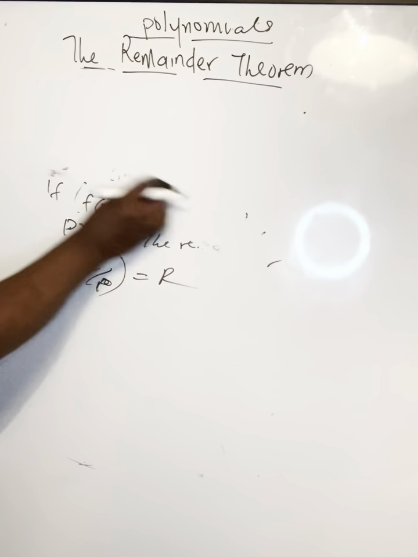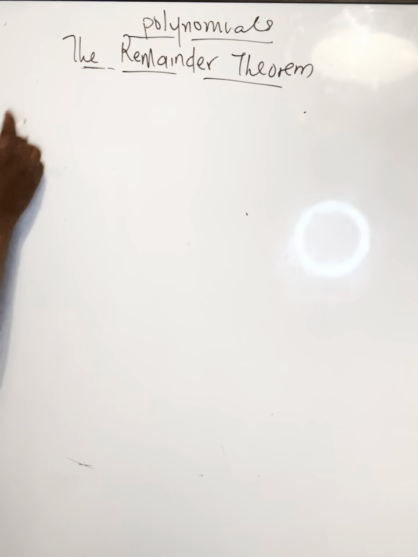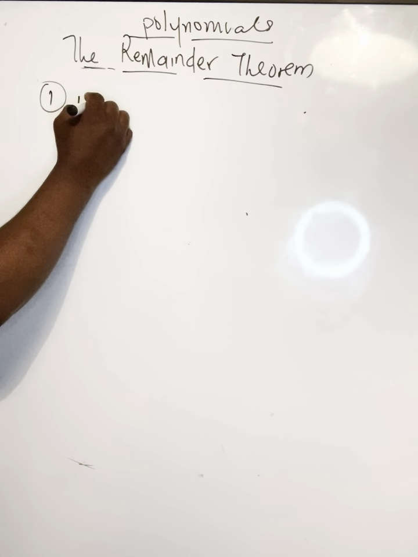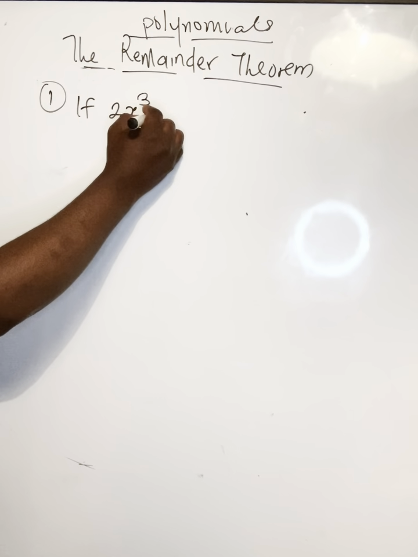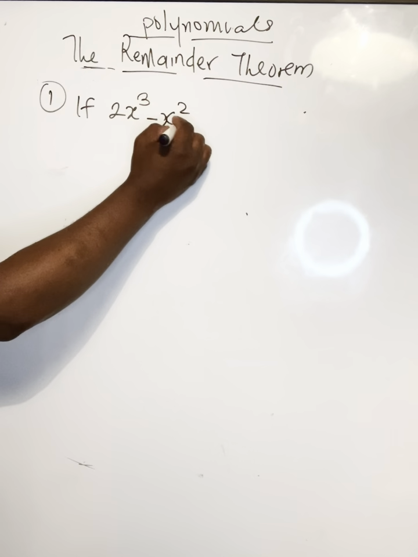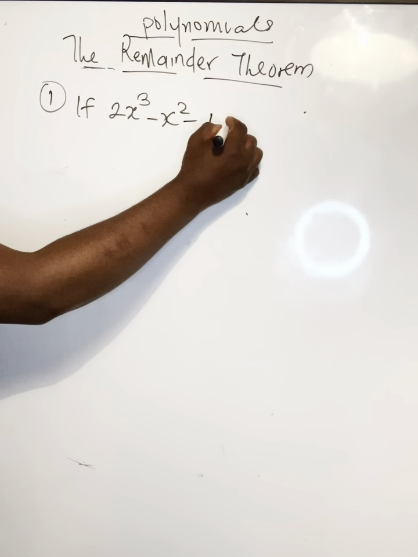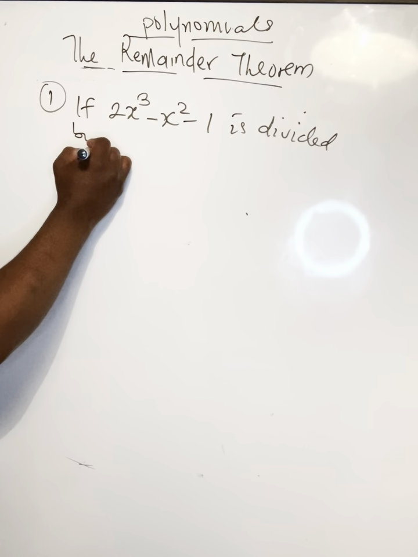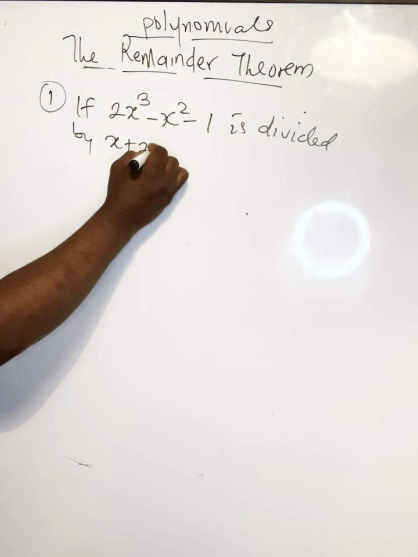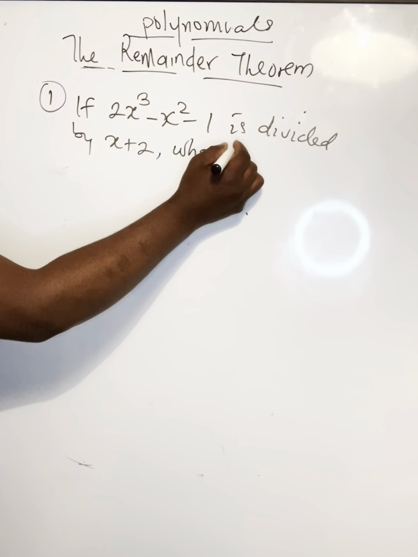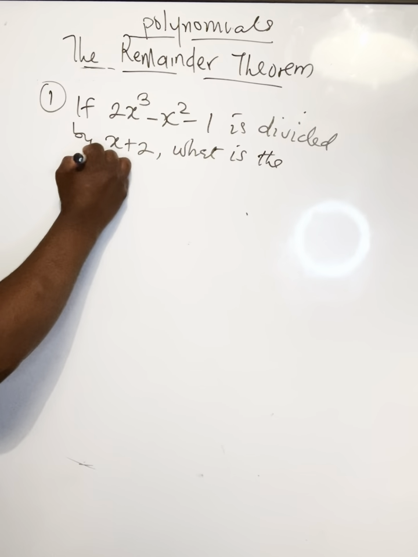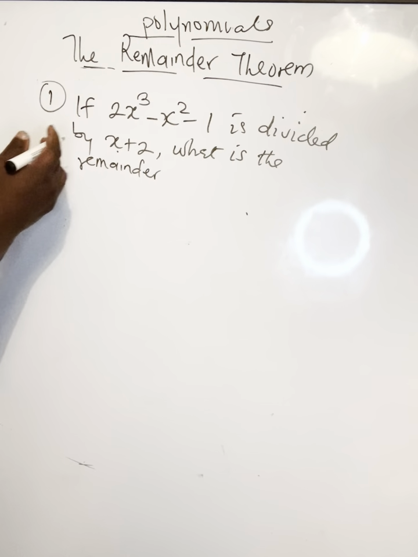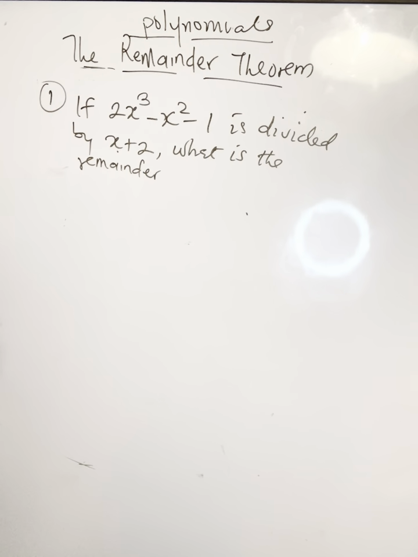Example 1. If 2x raised to the power of 3 minus x raised to the power of 2 minus 1 is divided by x plus 2, what is the remainder? Looking at this, I'm going to apply the remainder theorem.